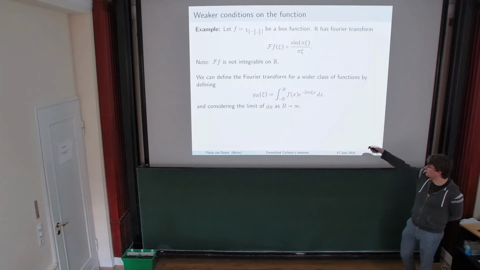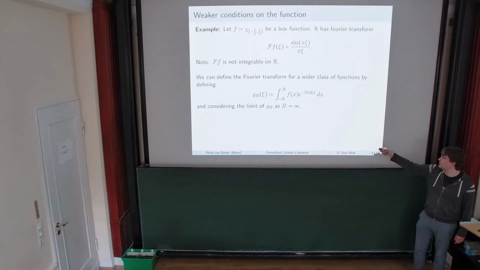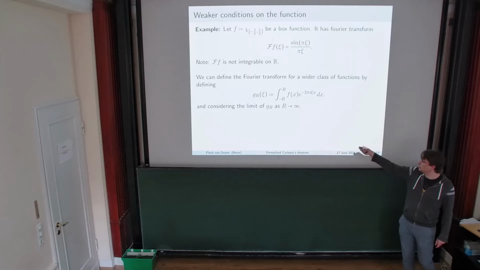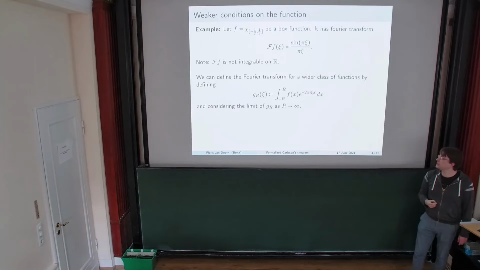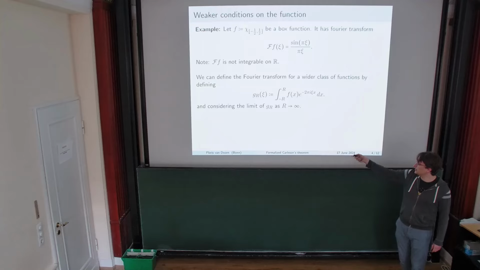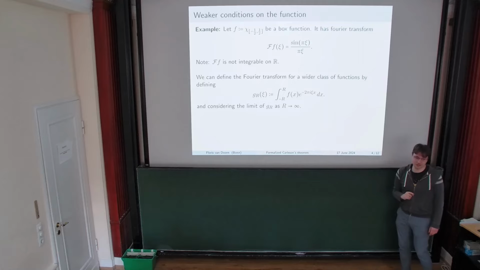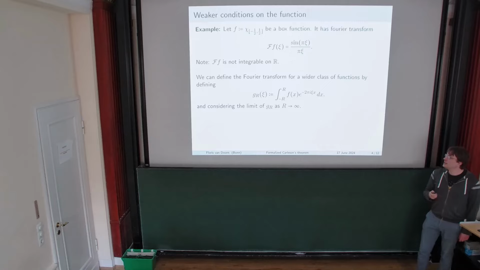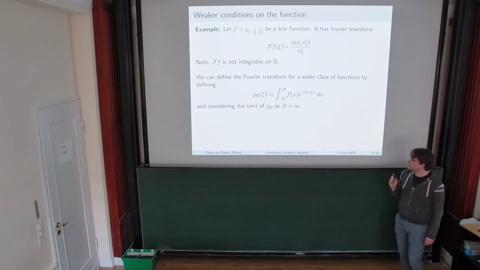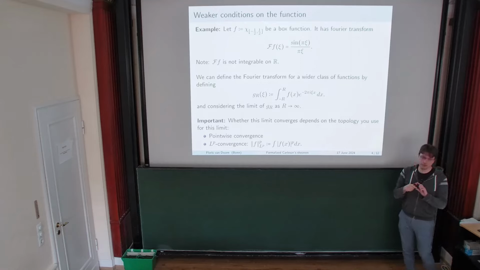Then you can take the integral from -r to r. This always makes sense if f is continuous, because then it's integrable on the bounded interval. And then you can consider the limit of g_r as r goes to infinity. I will answer questions after I finish this slide, because what this limit exactly means is very important. We can choose which limit we consider.